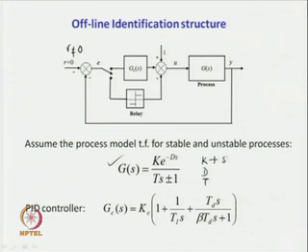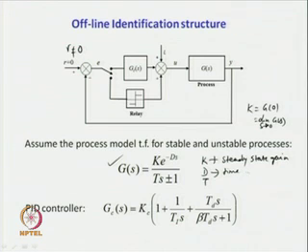K is the steady state gain of the process, and K is also equal to G(0). That means, when we take the limiting value of s to 0, G(s) gives us the steady state gain of the process. Then d is the time delay of the process model, whereas T is the time constant of the process transfer function model.